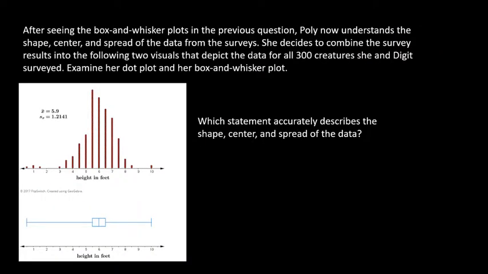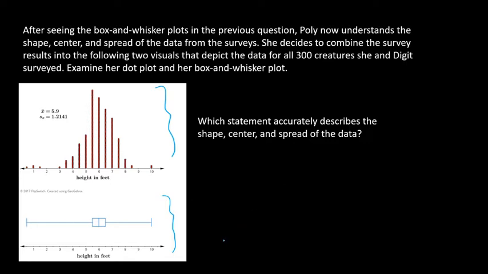Question 3. After seeing the box and whisker plots in the previous question, Polly now understands the shape, center, and spread of the data from the surveys. She combines the results, and now we have these two visual displays that depict our data. So we have the plot, which you were just working with, the box plot, and then we have a standard bar graph to look at. So based on these, it says which statement accurately describes the shape, center, and spread. And this is a multiple choice question.